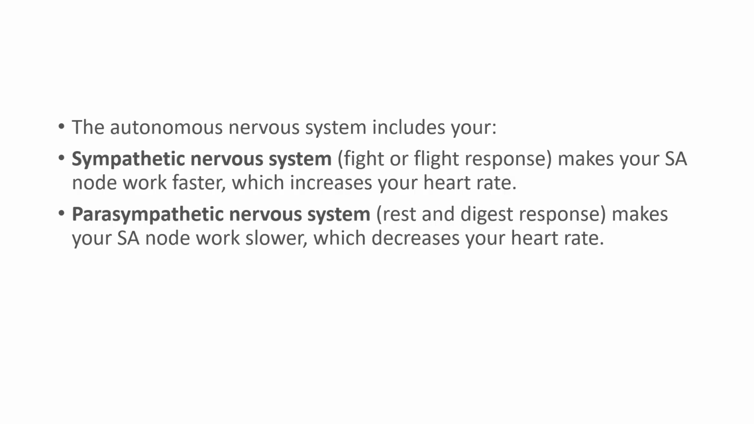The autonomic nervous system includes your sympathetic nervous system, the fight or flight response, which makes your SA node very fast and increases your heart rate. The parasympathetic, the rest or digestive response, makes your SA node slower, which decreases your heart rate. In the beginning, we had this nervous system function, sympathetic and parasympathetic. So if your heart rate is higher, that is a sympathetic action of your heart. If your heart rate is low, that is a parasympathetic action of your heart.